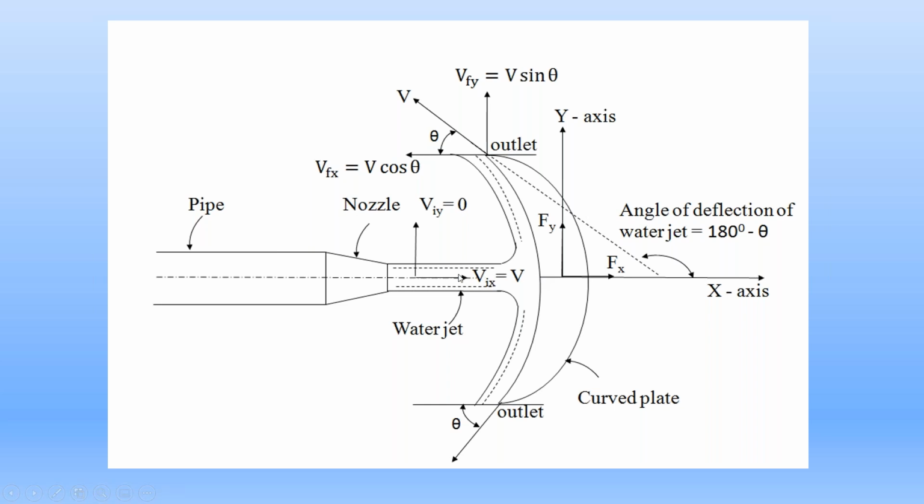Here also, when this water jet strikes this symmetrical curved metal plate, the water jet applies forces on the curved metal plate. One force is along the x-axis, Fx, other force is along the y-axis, Fy. By using Newton's second law, we can prepare the equations of force Fx, force Fy exerted by the water jet on this symmetrical curved metal plate.